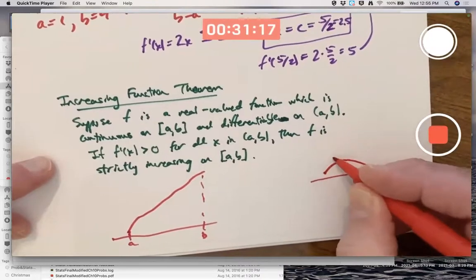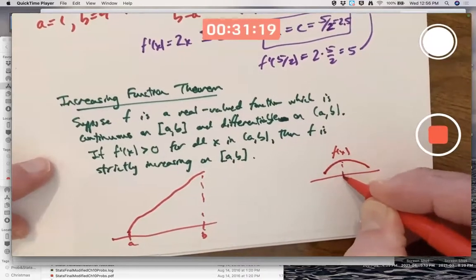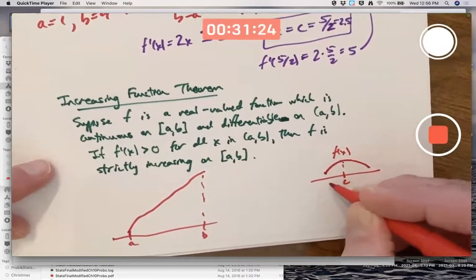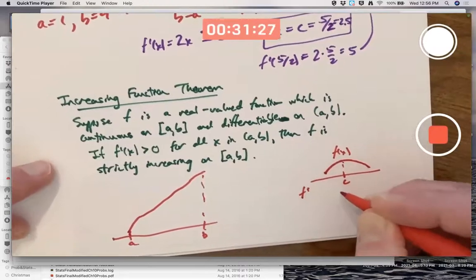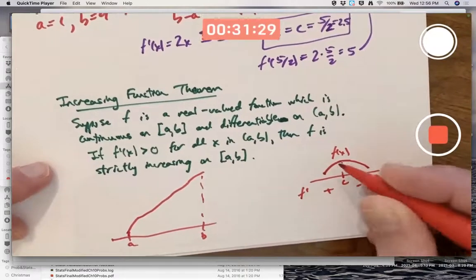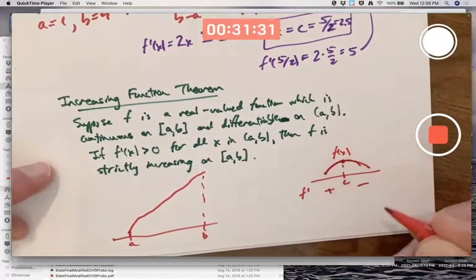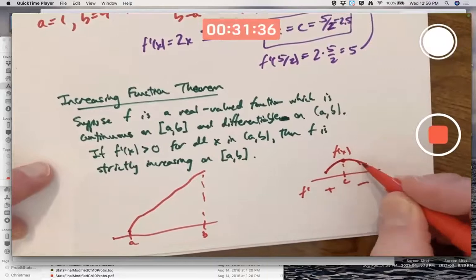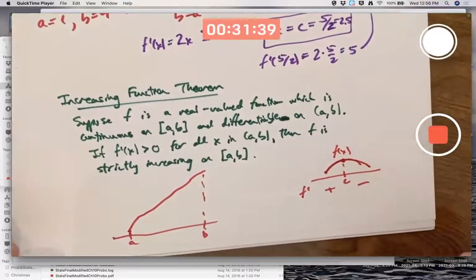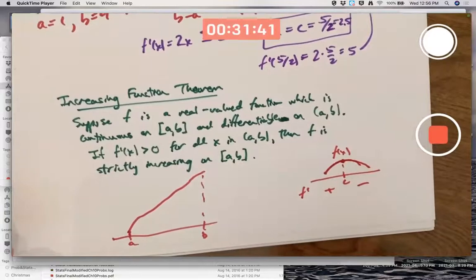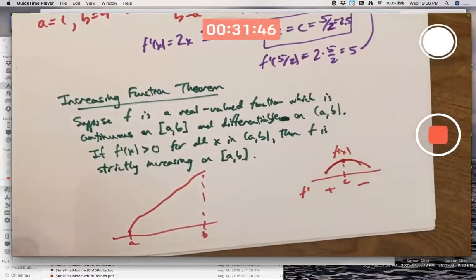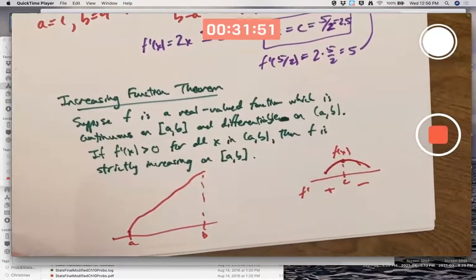Maybe your graph looks like this, and you've got a critical point right there. What we've done with the first derivative test is we've made number lines, and we tested the sign of f prime, positive here, negative here, and we said there must be a maximum here at c. That's because the function's got to be increasing when x is less than c and decreasing when x is greater than c. So the increasing function theorem and the corresponding decreasing function theorem can be used to prove the first derivative test, which we've used to test local extreme points. So they have applications to optimization.